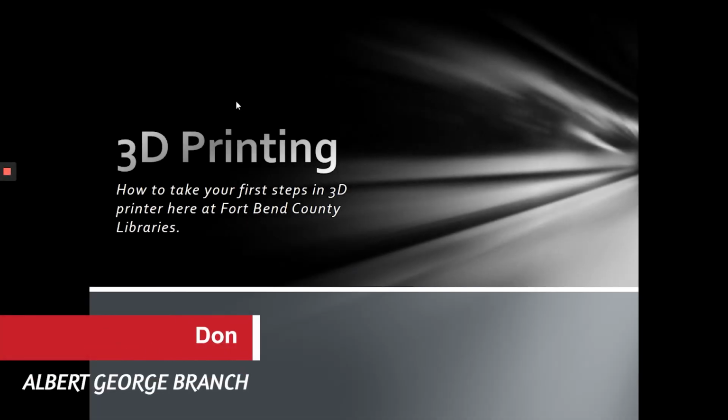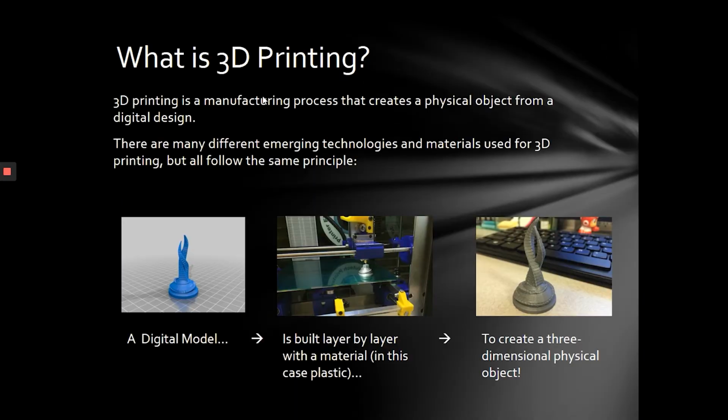So this is how you take your first steps in 3D printing here at the Fort Bend County Libraries. So what is 3D printing? 3D printing is a manufacturing process that creates a physical object from a digital design. There are many different emerging technologies and materials used for 3D printing, but all follow the same principle. A digital model is built layer by layer with material, in our case plastic, to create three-dimensional physical objects.